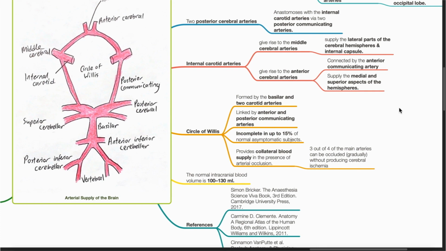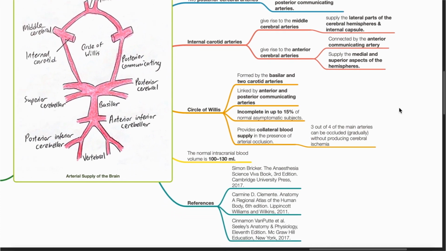Three out of four of the main arteries can be occluded gradually without producing cerebral ischemia. The normal intracranial blood volume is 100 to 130 mL.